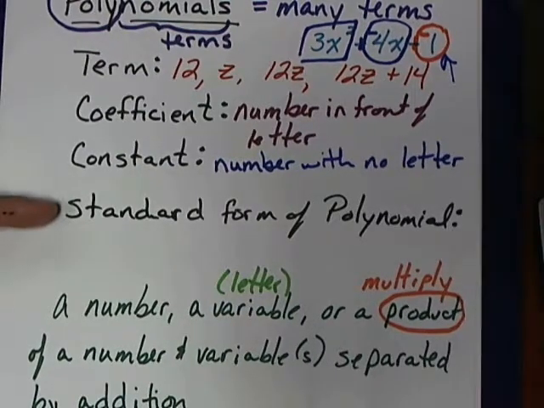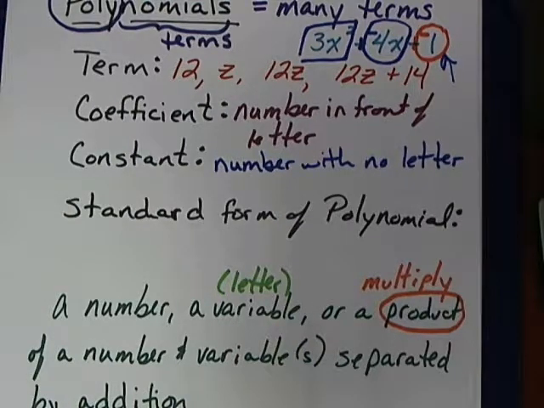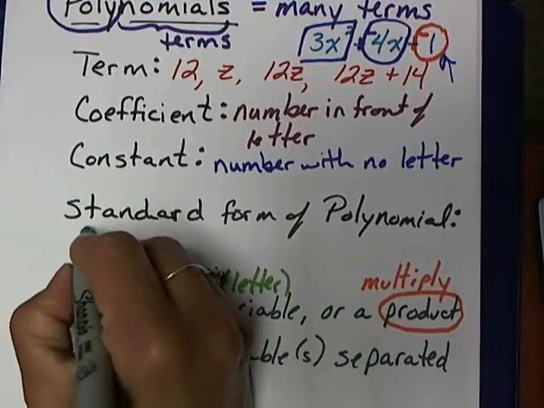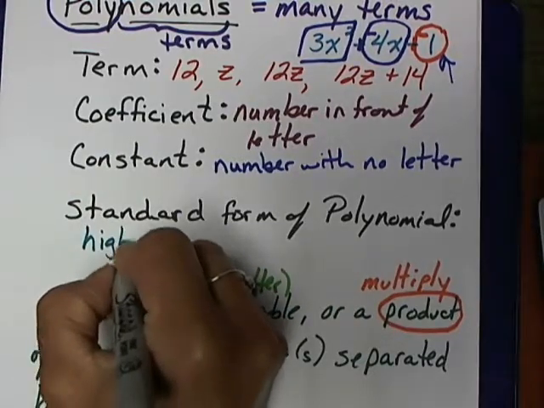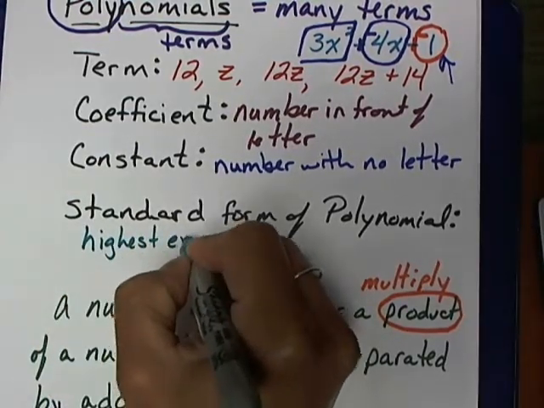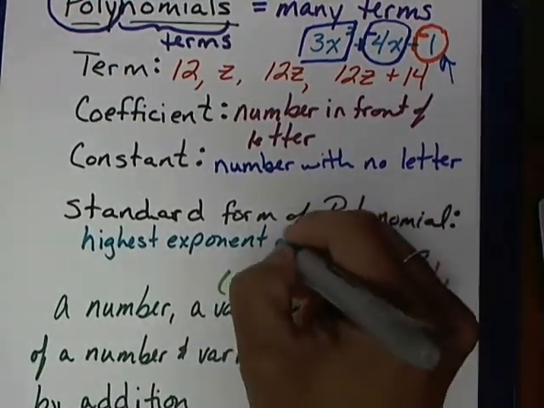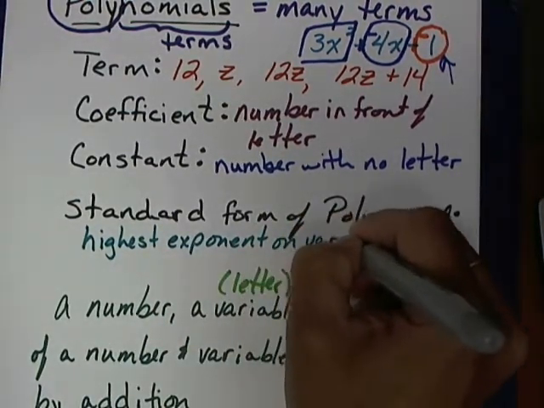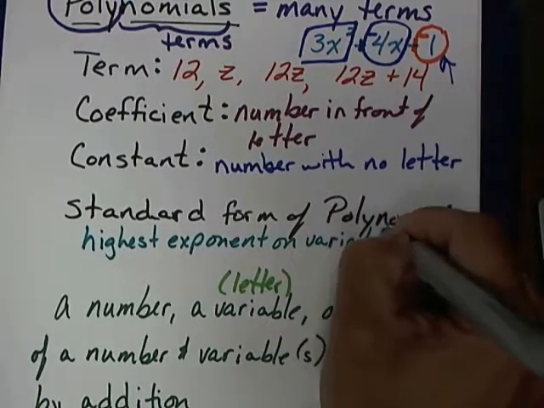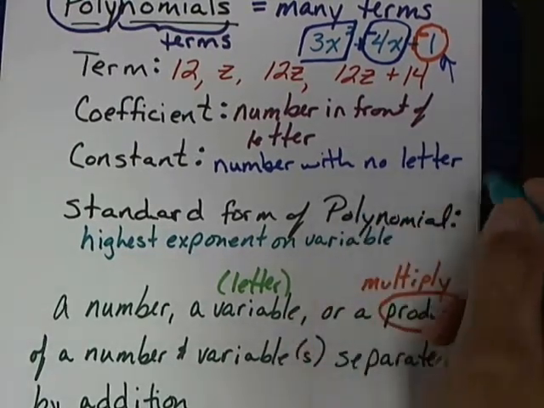We have the standard form of a polynomial. The standard form of a polynomial is to put the highest exponent first, and then in decreasing order. Now the exponent is the exponent on the variable. Our numbers won't have exponents on them because we would simplify that and get rid of them.